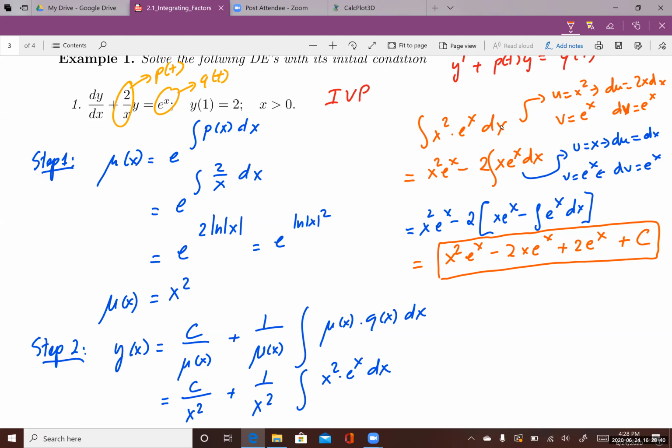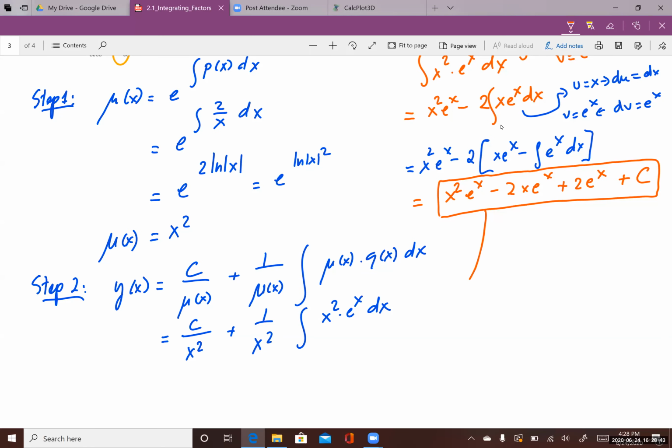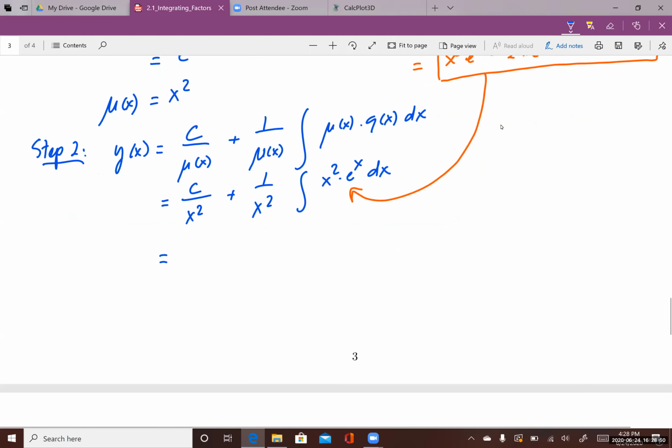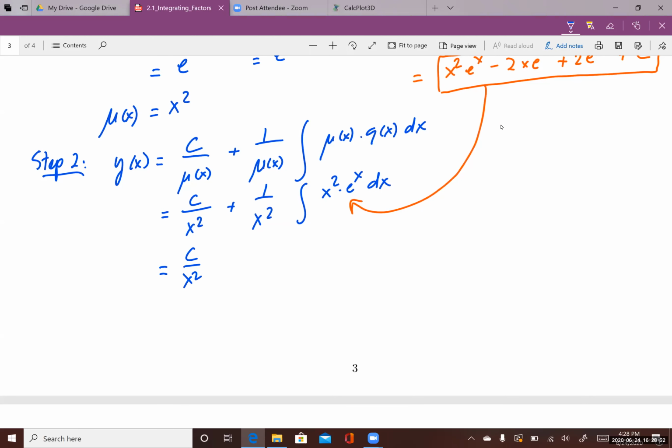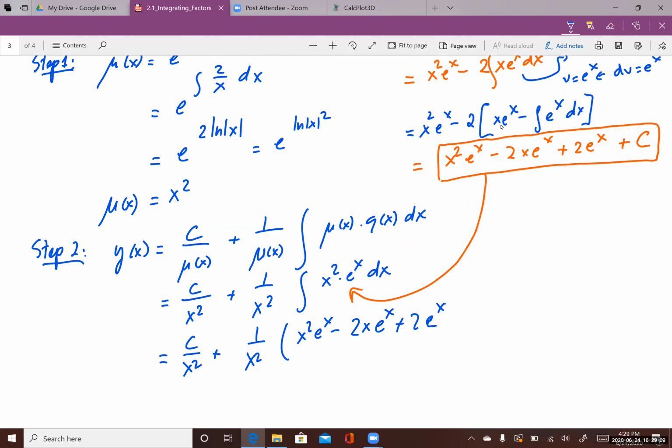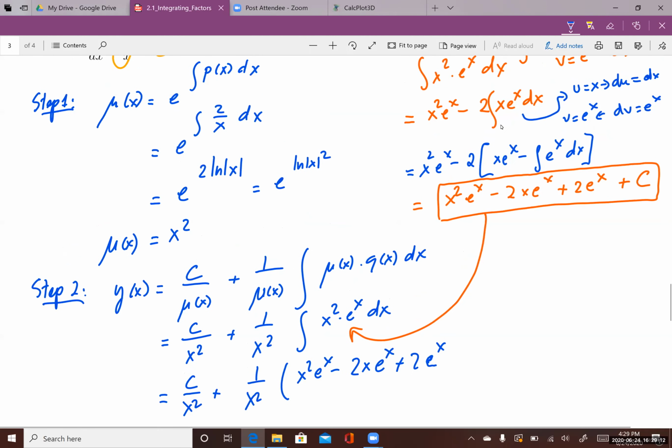Well, you take this integral and replace it here to continue our problem. So it's going to be c over x squared plus 1 over x squared multiplied by x squared e to the x minus 2x e to the x plus 2 e to the x plus c. And again, in this case, since I already have c and c is already counted in this step, I can just ignore this c.